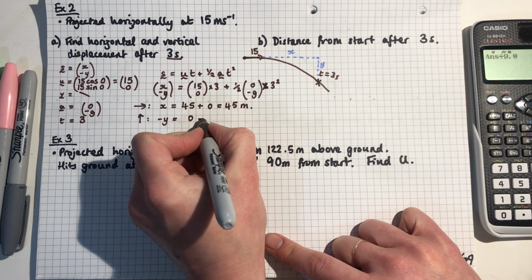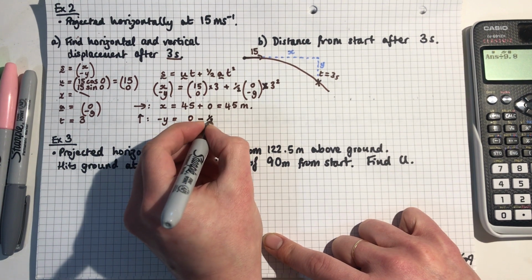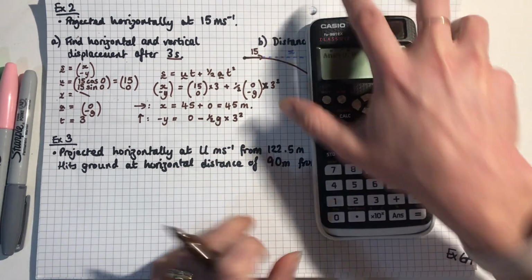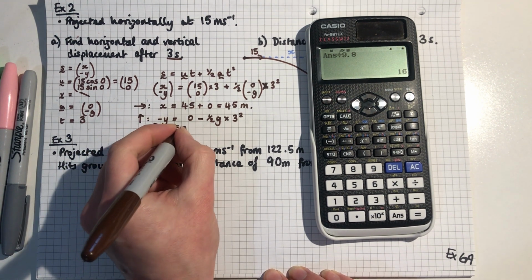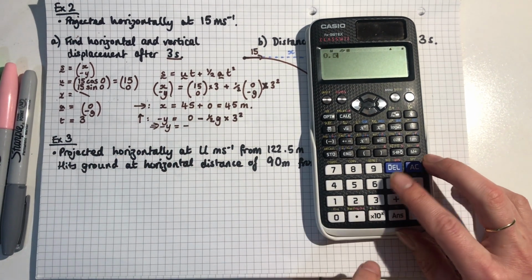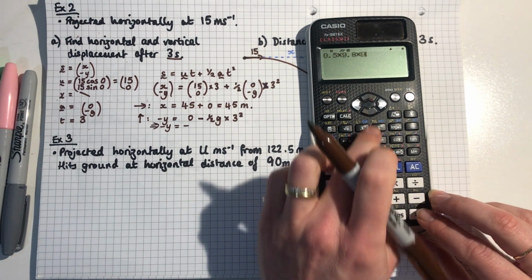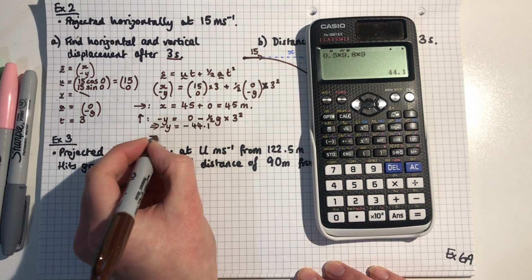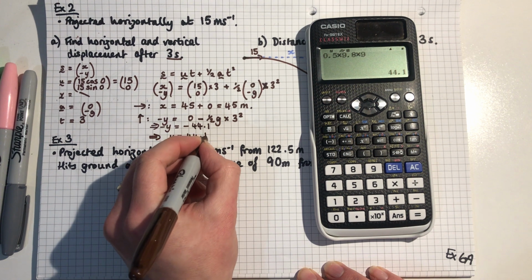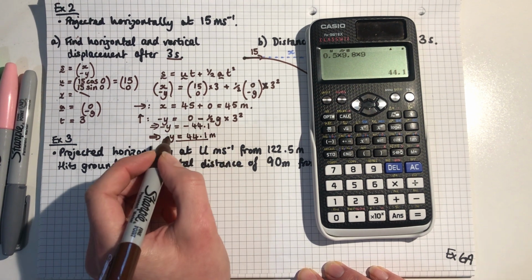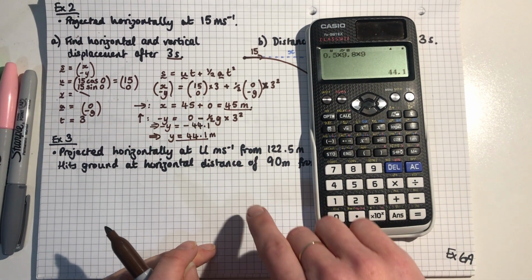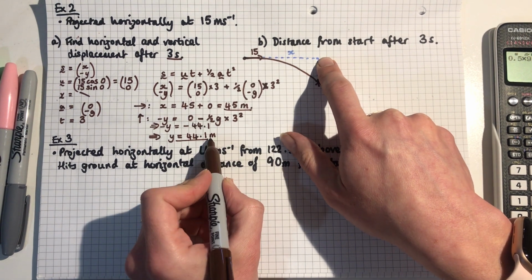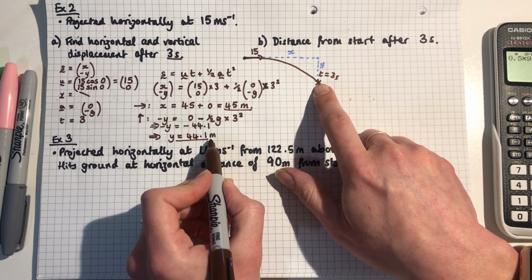And then we've got minus half g times 3 squared. So that gives me minus y is minus half times g times 3 squared is 44.1. So y is 44.1 metres. So I know after 3 seconds I've travelled horizontally by 45 metres, and then vertically but down by 44.1 metres.